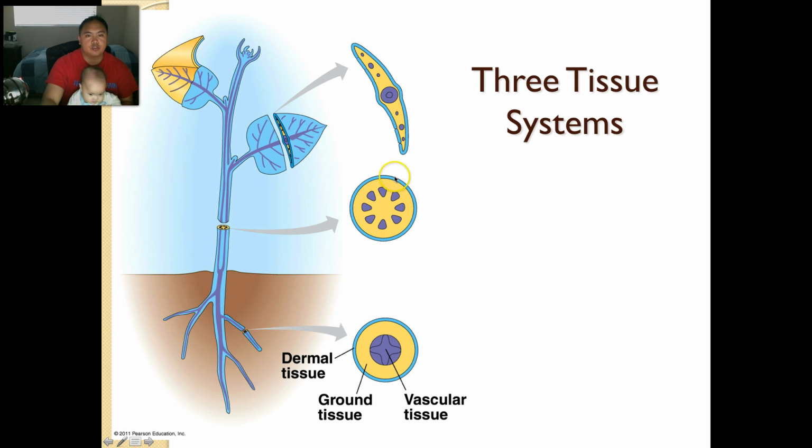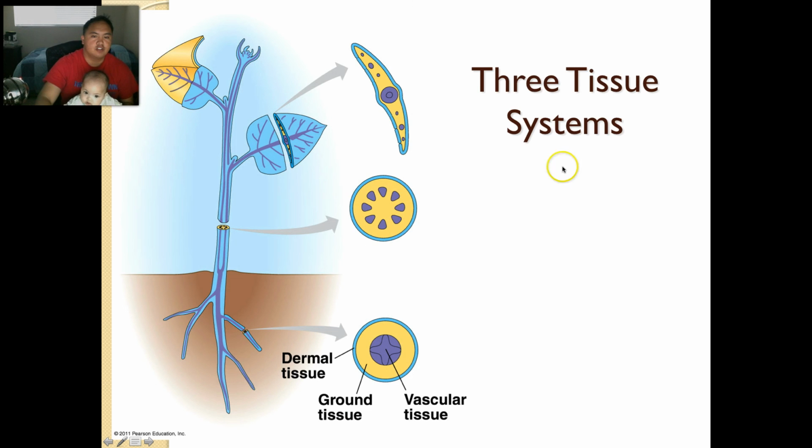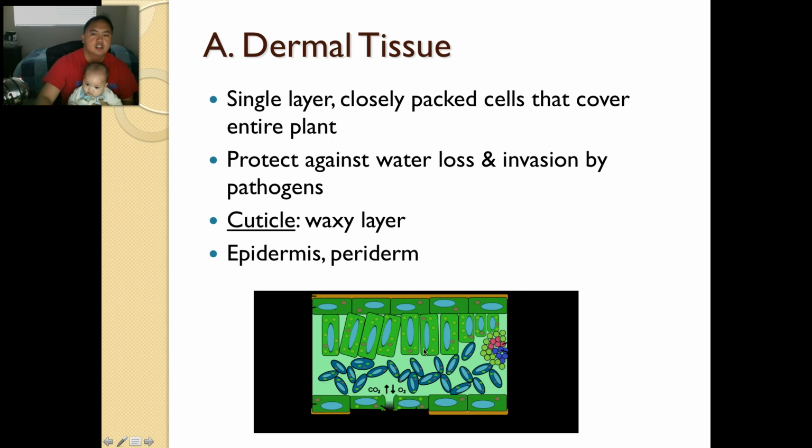So now we're going to talk about the three tissue systems. Again, we're talking about the parts of a plant. There's dermal, ground, and vascular. Dermal is a single layer of closely packed cells, and they cover the entire plant. If I look back at this diagram, this blue circle is the dermal. This yellow part is the ground, and the middle part is the vascular tissue, the stuff that transports, like veins and arteries. The dermal tissue is on the outside, protects against water loss and invasions by pathogens, like disease.